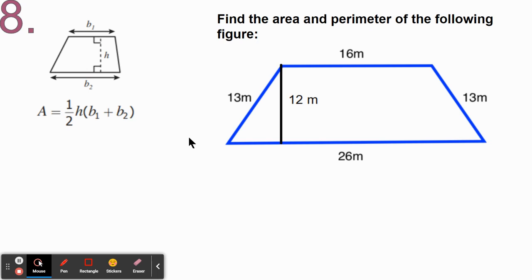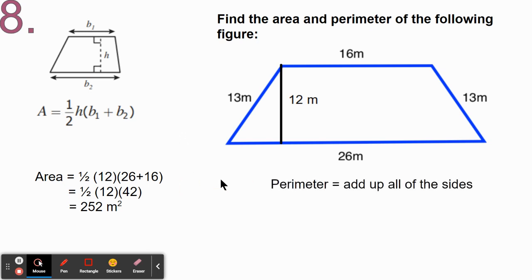You try this one. Okay, so you should have gotten 1/2. 12 was the height. 26 was base 1. 16 was base 2. Again, if you had those two switched, you would have been fine. Add 26 and 16 and multiply them all together. You should have gotten 252 meters squared. Then for your perimeter, add up all of the sides. You should have gotten 13 plus 16 plus 13 plus 26, which should have been 68 meters. So 68 meters around the trapezoid.